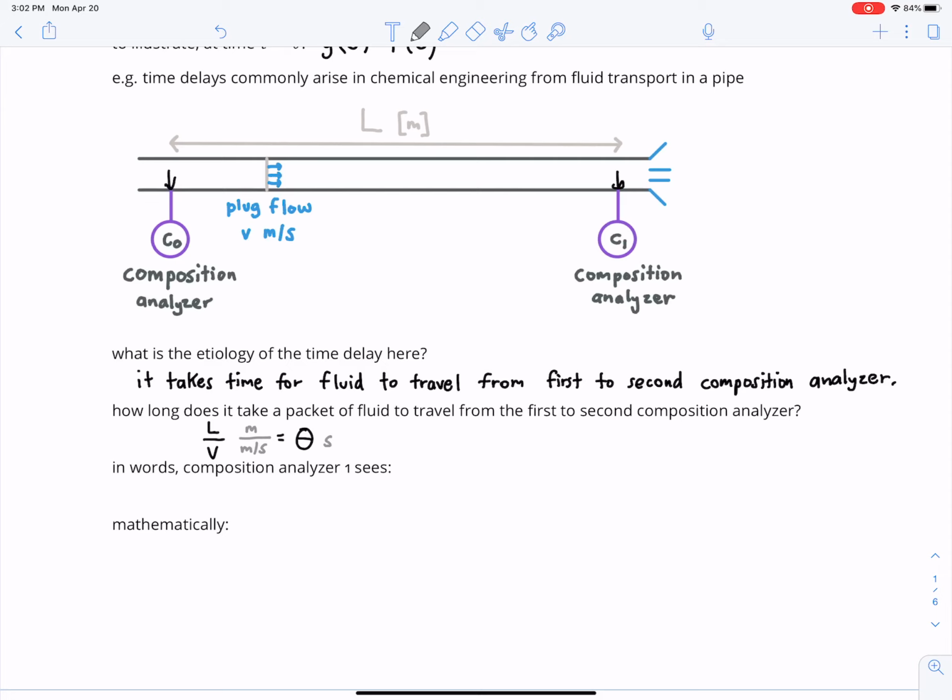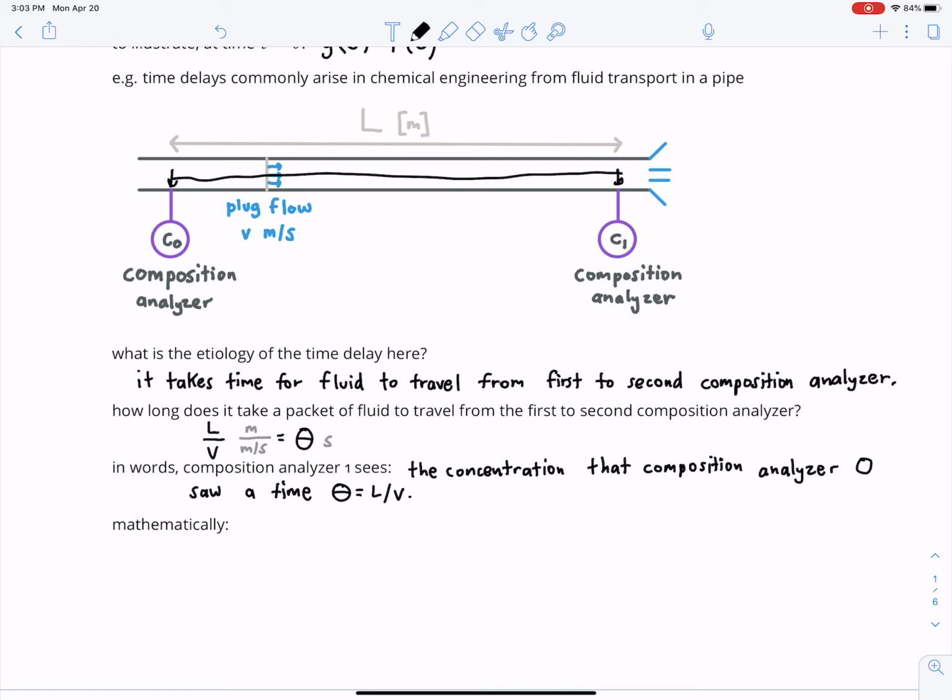And so because of that, composition analyzer 1 reads the same concentration that the first composition analyzer, which we'll call composition analyzer 0, saw a time theta ago. And here theta is equal to L over V, the time it takes for fluid to travel from C0 to C1. Basically what I'm saying is that the composition analyzer here sees the same packet of fluid that this composition analyzer saw a time theta ago, because that's how long it took that packet of fluid to travel from here to here.